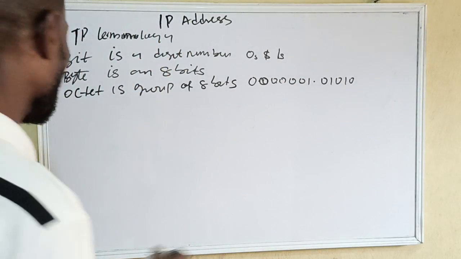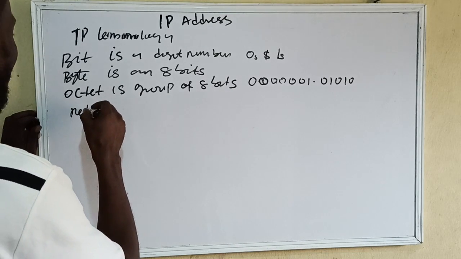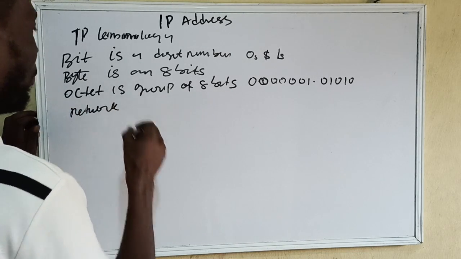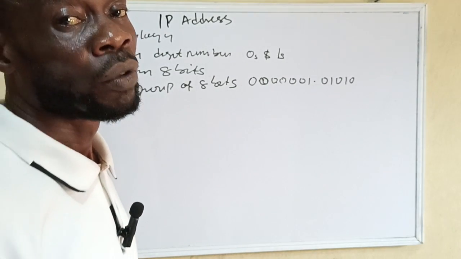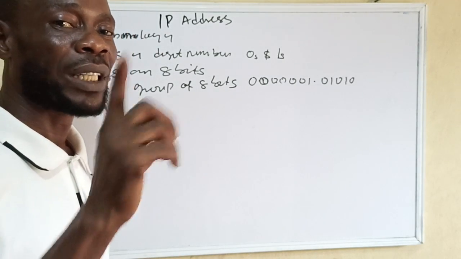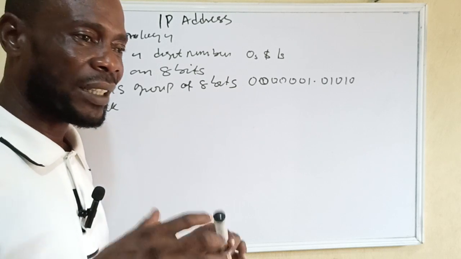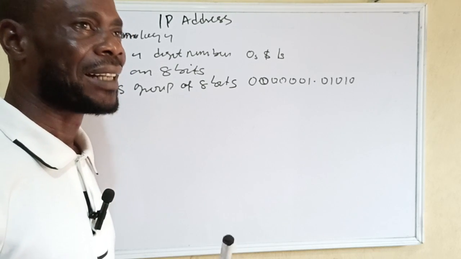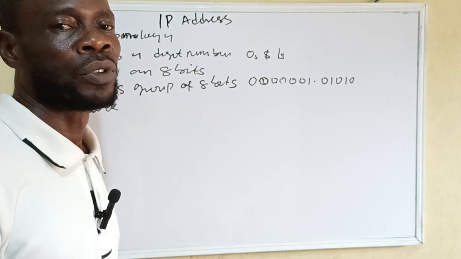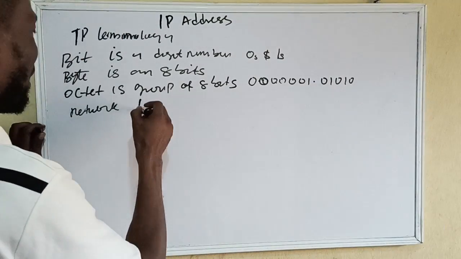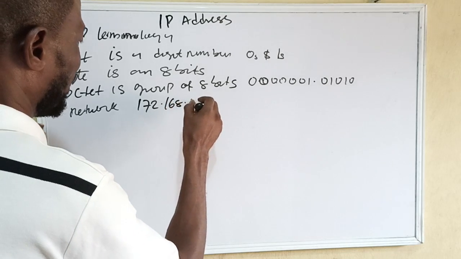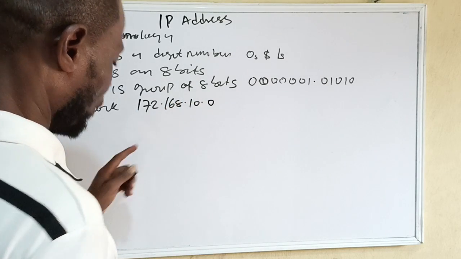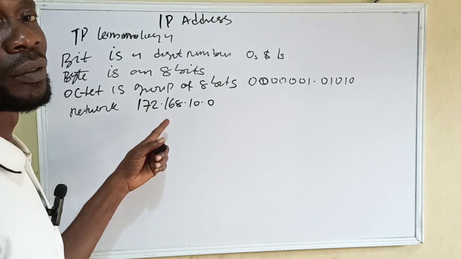So a network number is a number that a router uses to route a packet to the destination network. It is a number that a router has inside its routing table, in the form of this: 172.168.10.0. This is a network number.